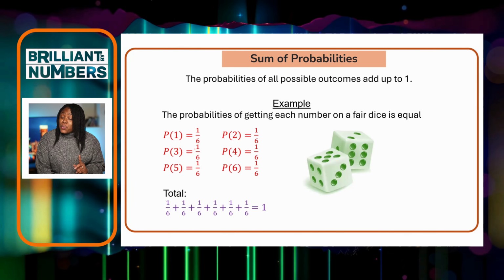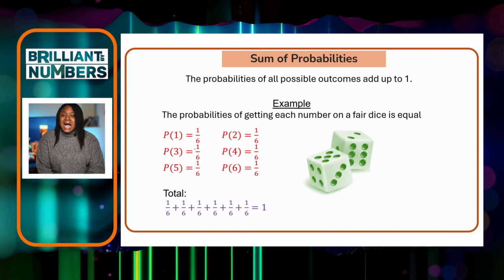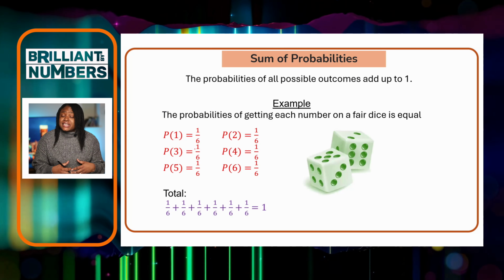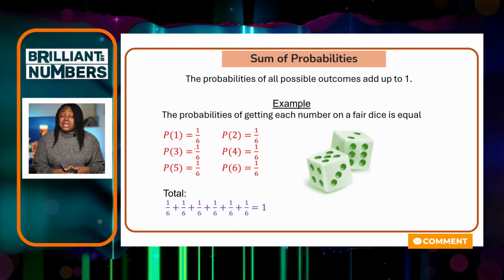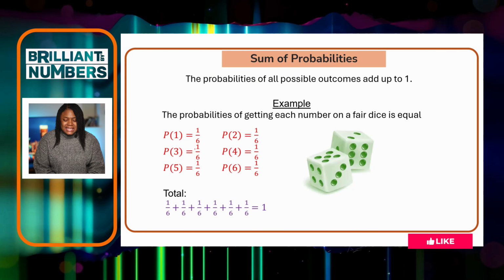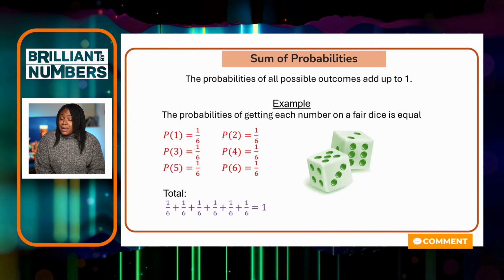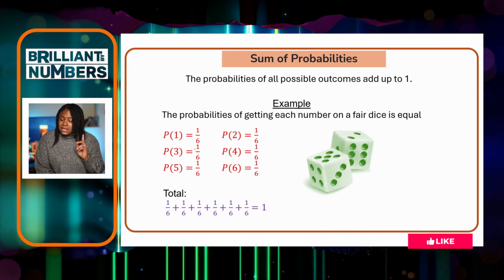As it relates to the sum of probabilities, the probabilities of all possible outcomes add to 1. If we're talking about it in the context of percentage, then it would be out of 100%. The probabilities, for example, of getting each number on a fair die is equal.